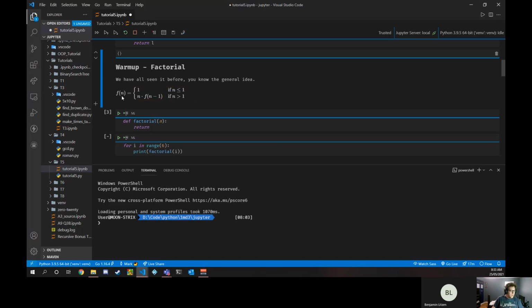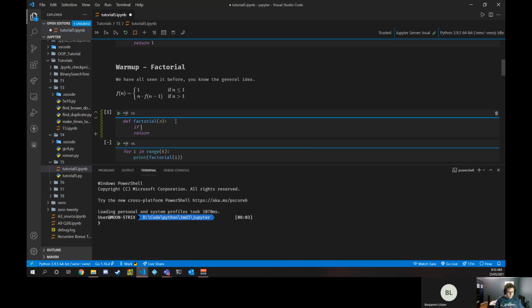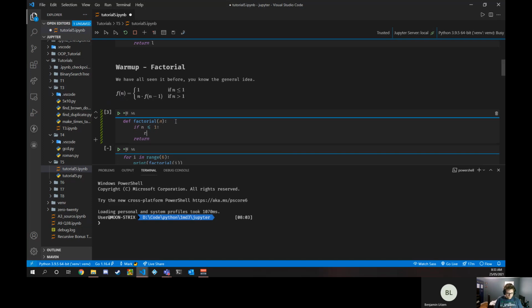Anyways, so factorial, if n is less than or equal to 1, it returns the number 1. Else, it takes that n and multiplies it by whatever value is factorial of n minus 1. You guys should have all seen this by now. It's not hard. If n is less than or equal to 1, return 1. Else, we return n times factorial of n minus 1.